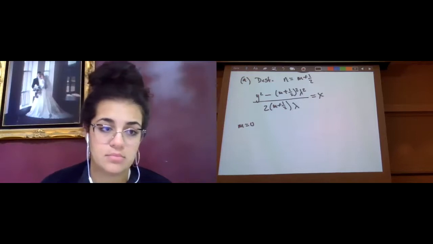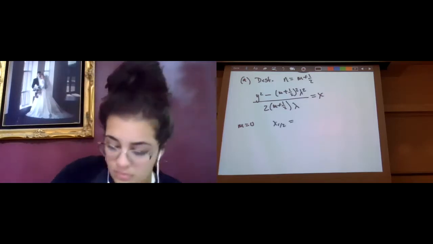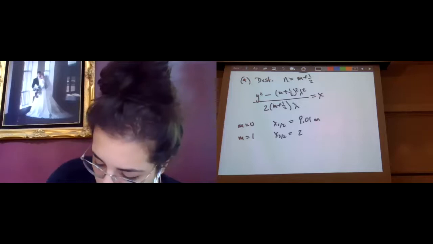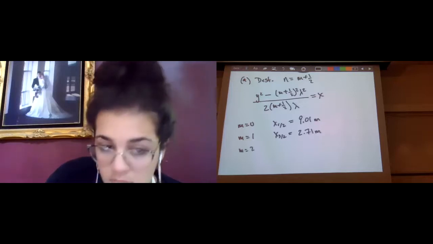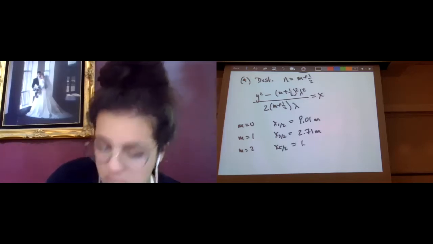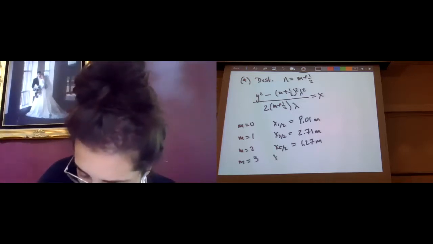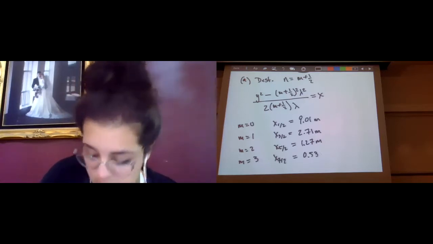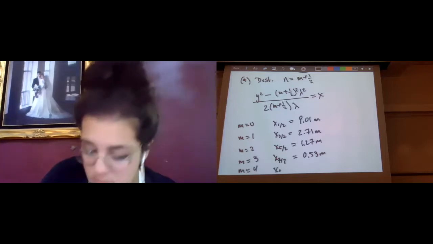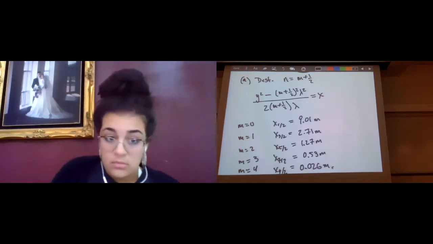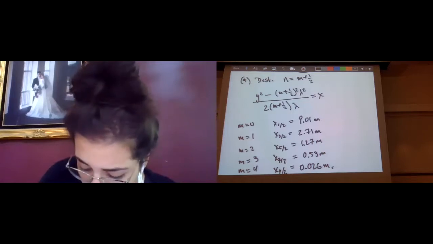So if I do that, what I find is, the first one, m is equal to 0, this is x 1/2, which is equal to 9.01 meters. m is equal to 1, that's x 3/2, at the location of 2.71 meters. m is equal to 2, that's x 5/2, at the location of 1.27 meters. m is equal to 3, that's x 7/2, at the location of 0.53 meters. And finally, m is equal to 4, that's x 9/2, which is at 0.026 meters. So these are all the locations of destructive interference along the positive x-axis.